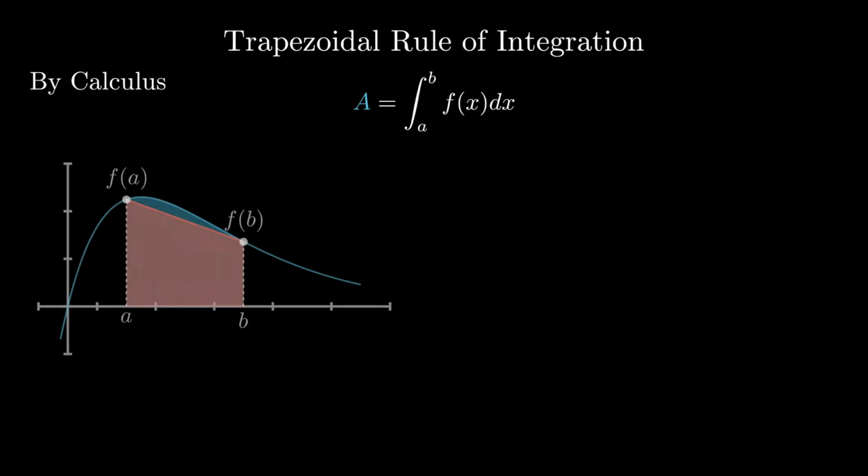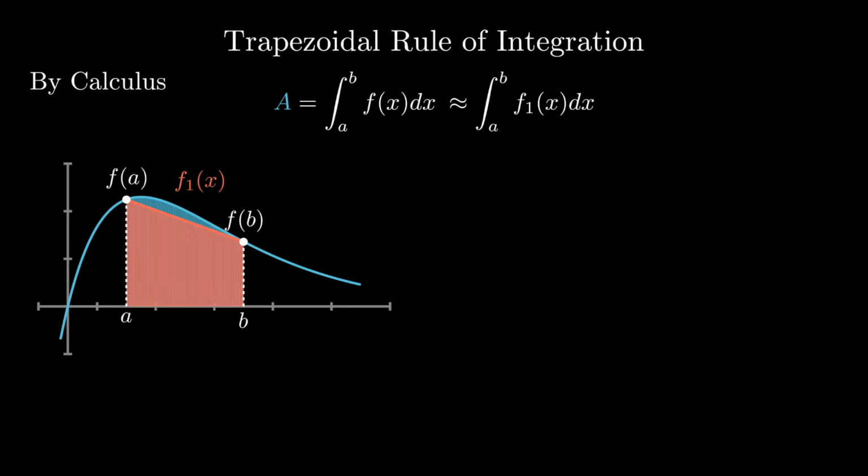Next, let's use calculus to find the area of the trapezoid. How can we find the area under the line using calculus? If f1 of x is the equation of this line, then the area is integration A to B f1 of x dx. And this area is approximately equal to the blue area that we need.